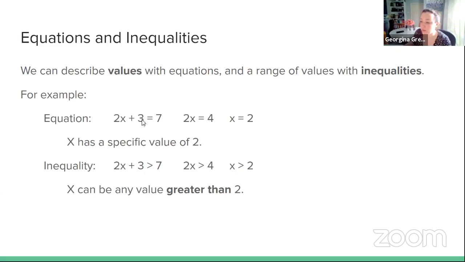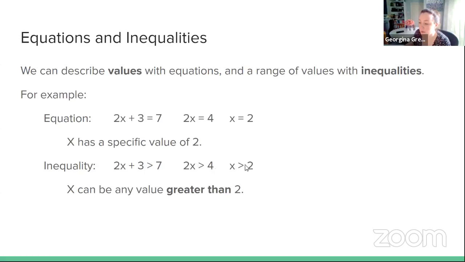So I've taken away 3 from both sides here, and we know that then 2x is 4, and then I've divided both sides by 2 so that we know that x is 2. We've got a specific value for x of 2. What you can also do with an inequality, if we have the same example as an inequality, so instead of the equals, we've got this inequality symbol.